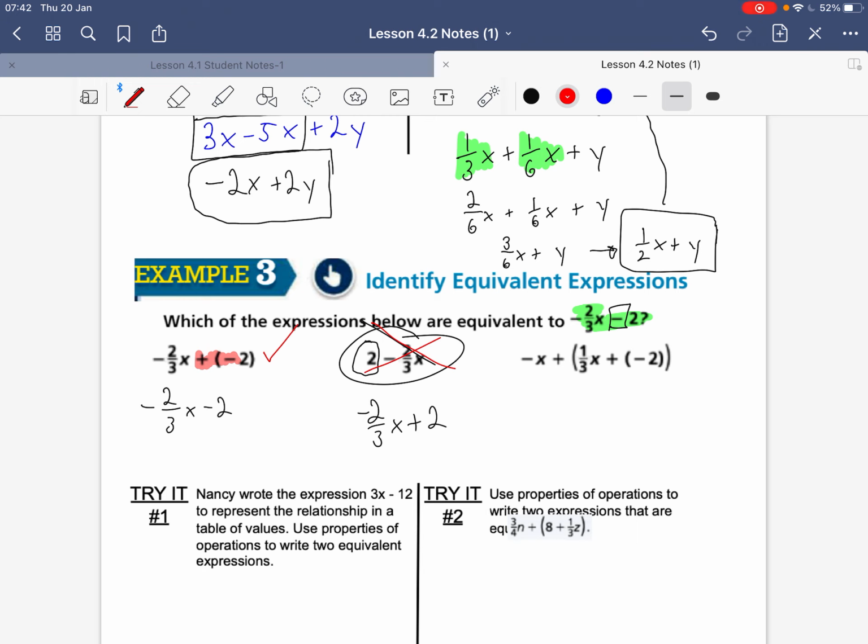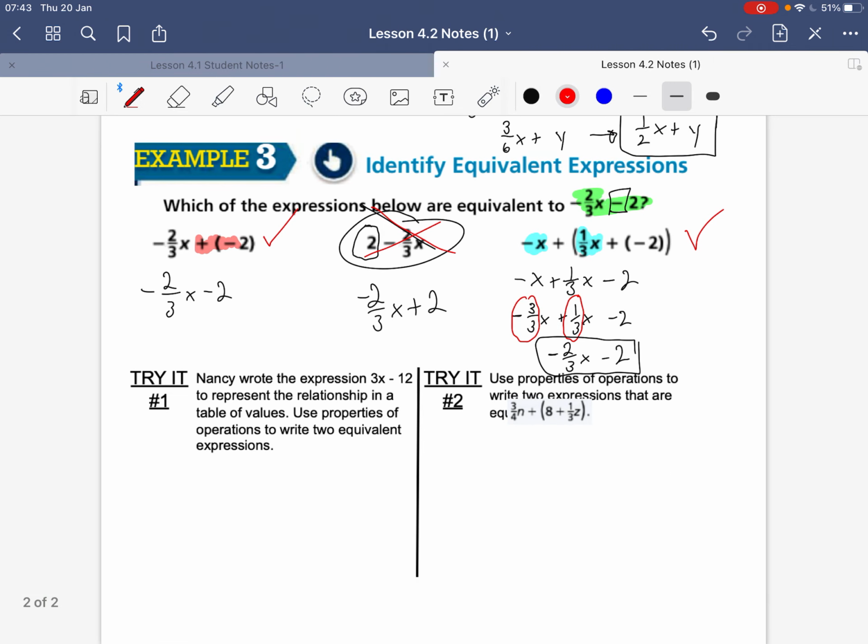And this last one, let's look at it. Let's combine our like terms. Negative x plus 1/3 x minus 2. Well, negative x is the same as negative 3 over 3x plus 1/3 x minus 2. Negative 3 over 3 plus 1 over 3 is the same as negative 2 over 3x minus 2. So these are equivalent. So this one is also correct. So it is the first one and the second one.